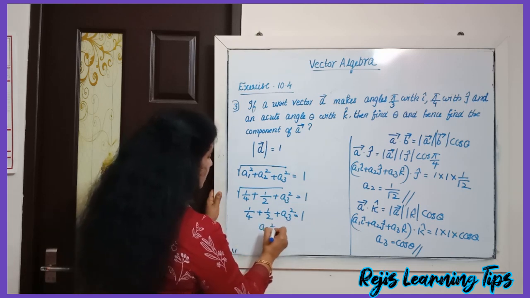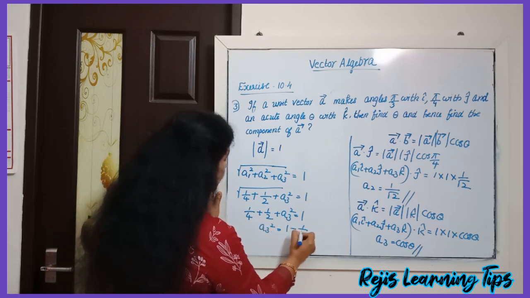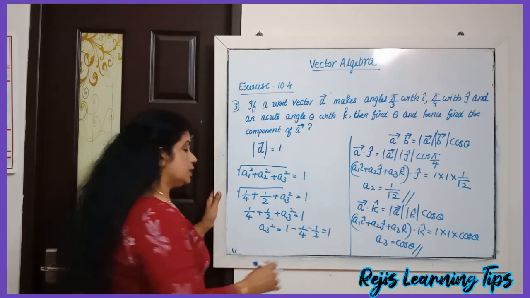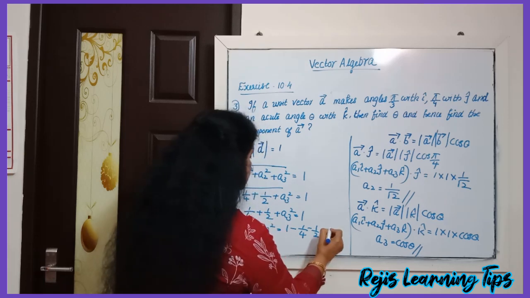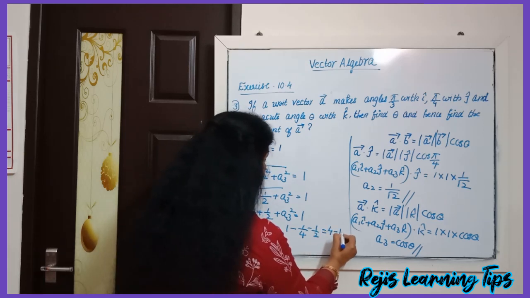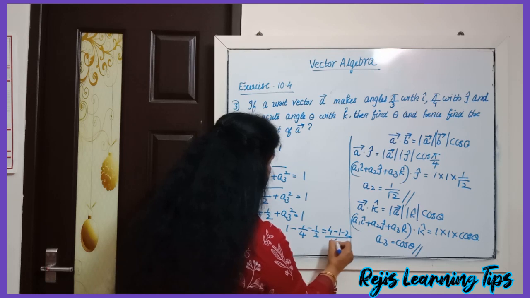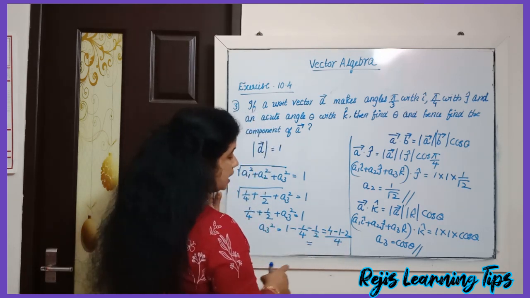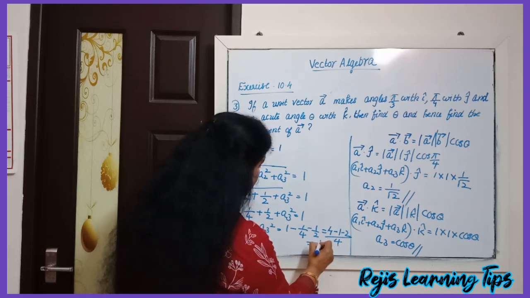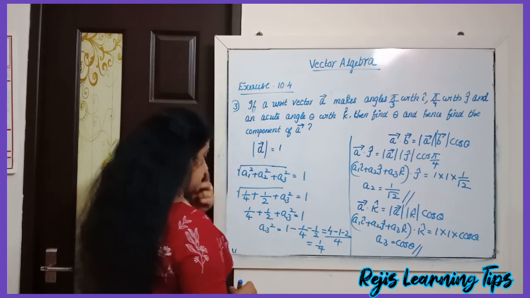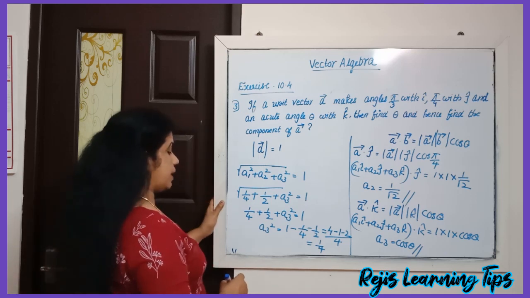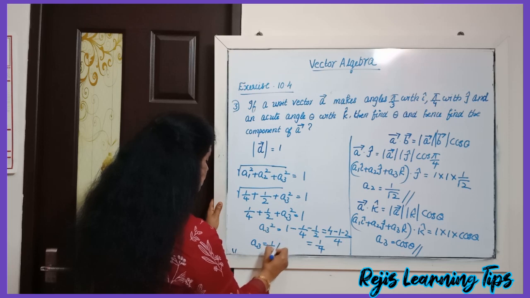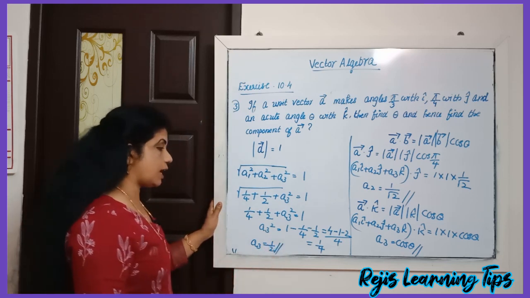Therefore, A3 square is equal to 1 minus 1 by 4 minus 1 by 2. Then we should take the LCM, that is 4. 4 minus 1 minus 2 divided by 4. 4 minus 1 means 3, 3 minus 2 means 1, so 1 by 4. Then A3 square is equal to 1 by 4, so A3 is equal to 1 by 2. So we got A3 is equal to 1 by 2.